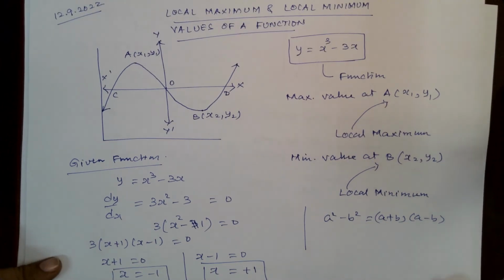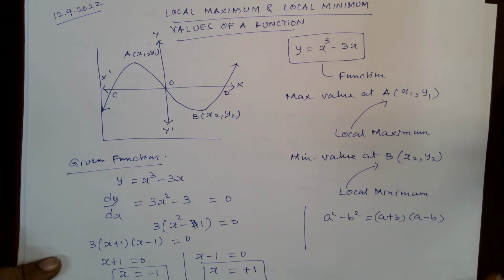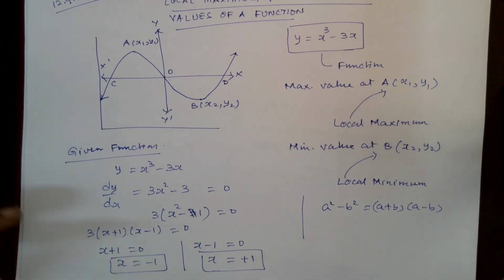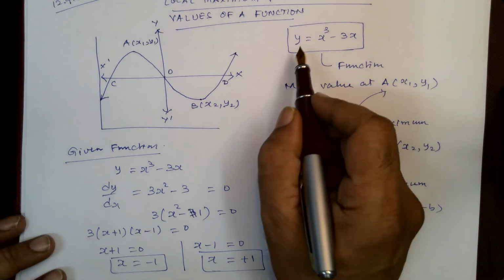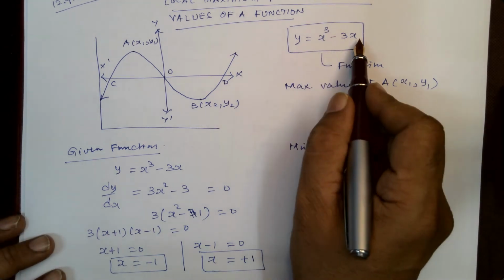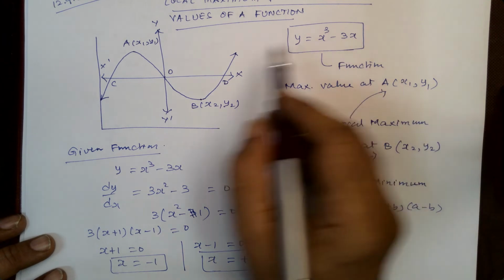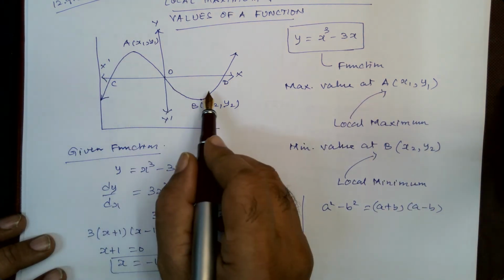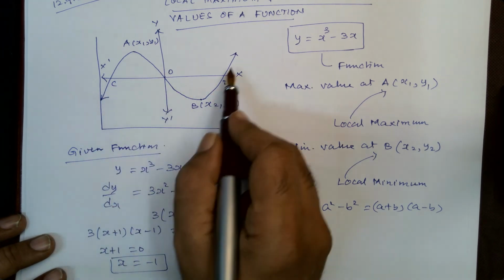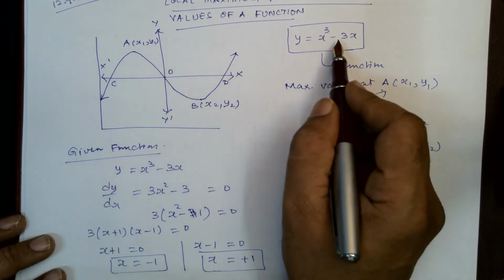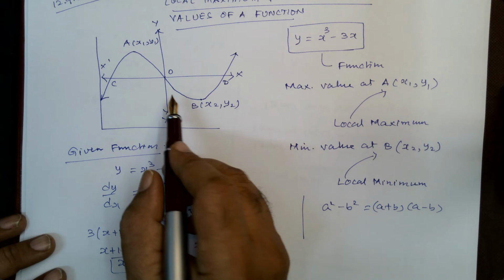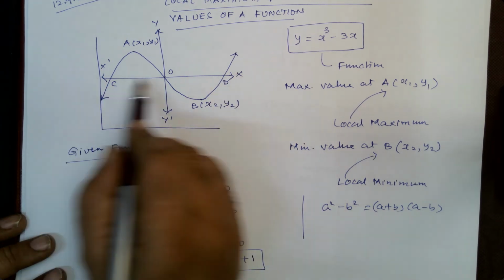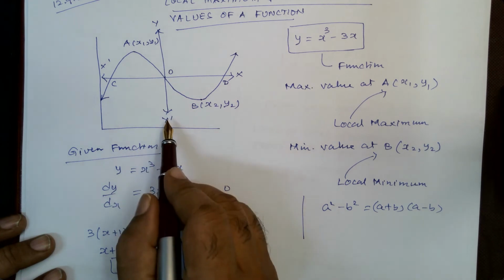Local maximum and local minimum values of a function. Here we have a function y is equal to x cube minus 3x, and it is represented by this plot, that is, by this graph. You get a curve here that represents y is equal to x cube minus 3x. Now we have x bar, x dash, x axis, y dash, y axis.